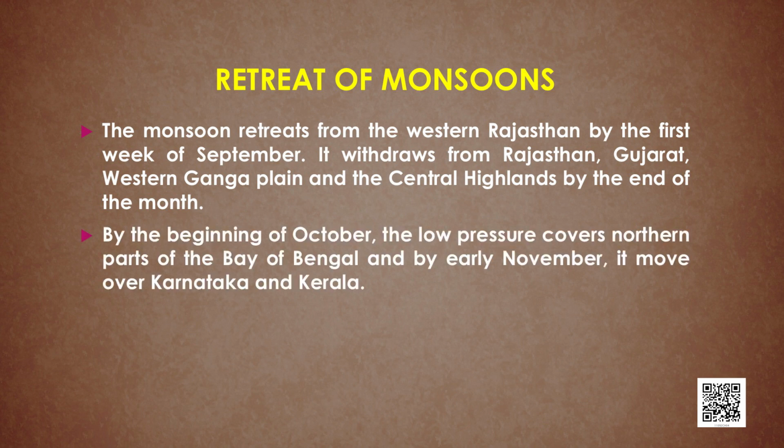By the beginning of October, the low pressure trough covers the northern part of the Bay of Bengal. And by early November, it moves over Karnataka and Kerala. Now children, try to recall what I said about the Coromandel coast. By the middle of December, the center of low pressure has completely moved out from the peninsula.